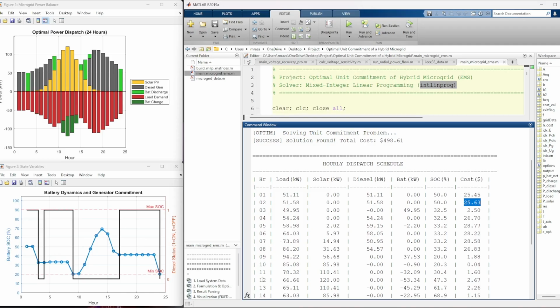And here, if I consider the 12th hour, we have 66.66 kilowatt load, and the diesel generator is turned off right over here. No gray line is there. And here is minus 53. So this minus 53 represents these green bars where we are charging our batteries, and that's why it is represented as minus kilowatt.